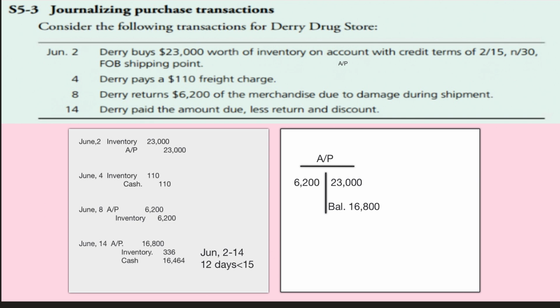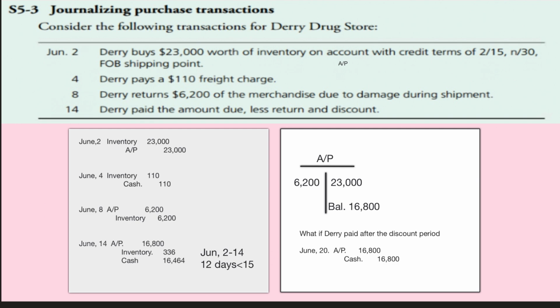Okay. Now, what if I paid after the discount period? I mean I paid after the 15 days here. After the 15 days, what's gonna happen? I'm gonna pay the full amount. What is the full amount that I have to pay is 16,800. What if, for example, he said I paid on June 20. June 20. So again from June 2nd until June 20 it's 18 days. 18, which is greater than the 15 days, the discount period, which means I'm gonna pay the full amount. There is no discount in this case.